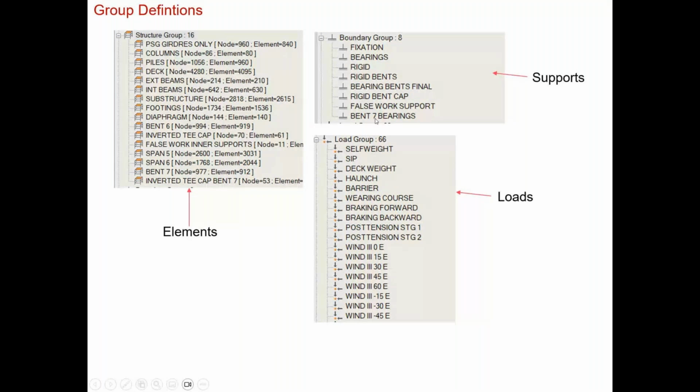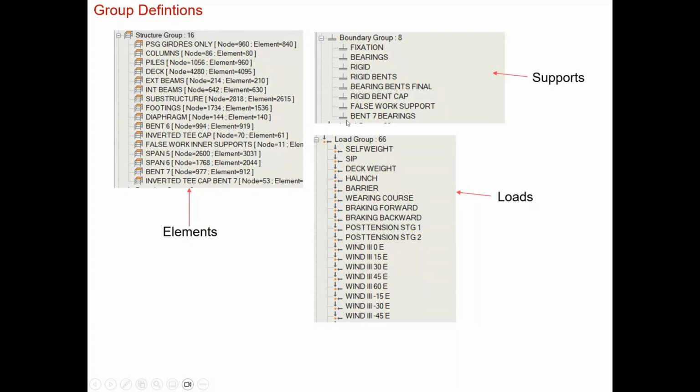For the elements, we have groups for the supports. Whenever you have any support condition like fixation, rigid links, bearings defined, you want to put all those bearings in one group, all the rigid links in one group, and basically designate this group with a name that you can understand and link to the model. Also the loads, all the loading cases are defined into groups as well.